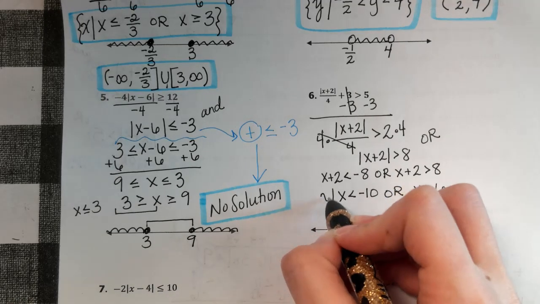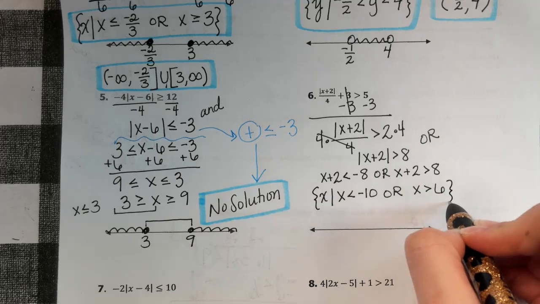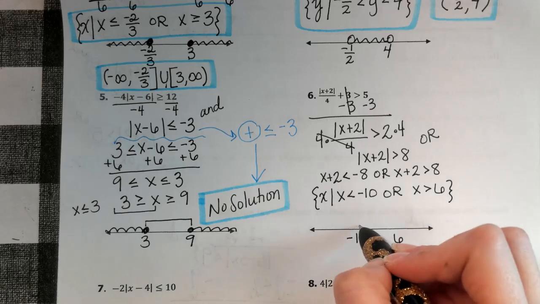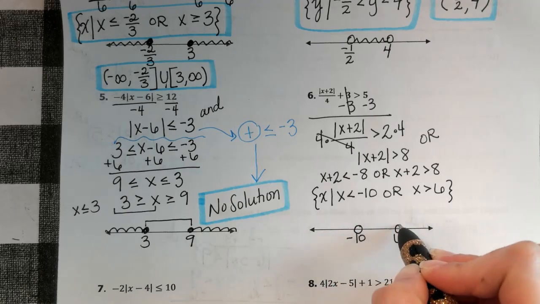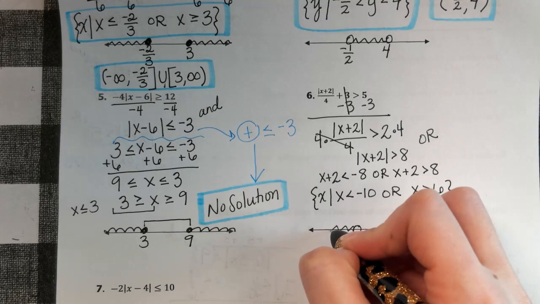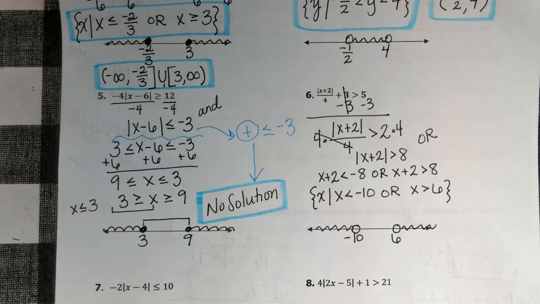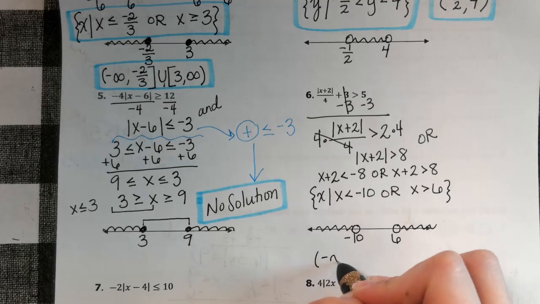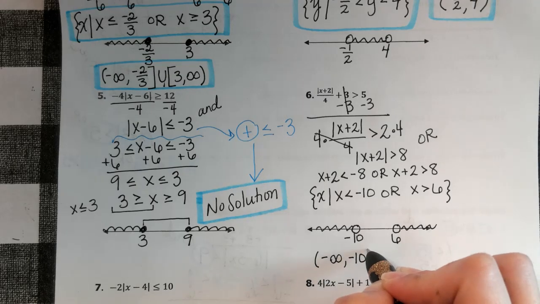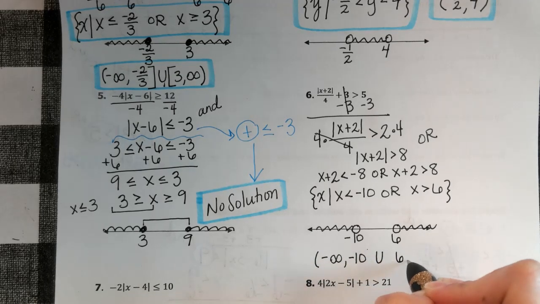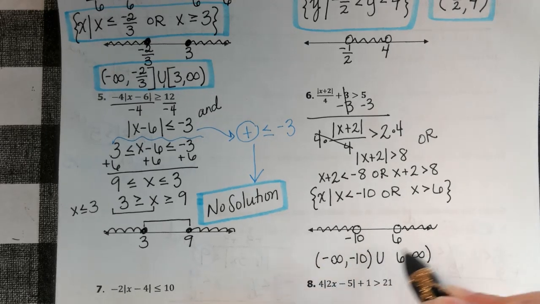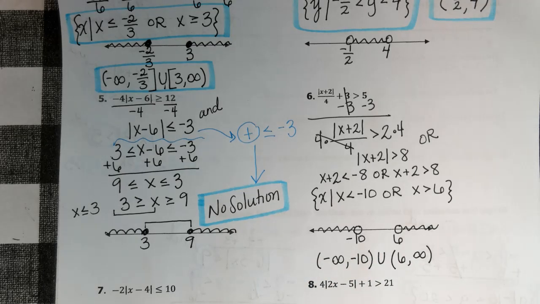So tack on your set builder notation around it. You've got your negative 10, you've got your 6. Since it's or, it's going to be the infinities. It'll be negative infinity, comma, negative 10, then union, then 6, comma, infinity. What goes on my negative 10 and 6? Parentheses. Very good. Good job.